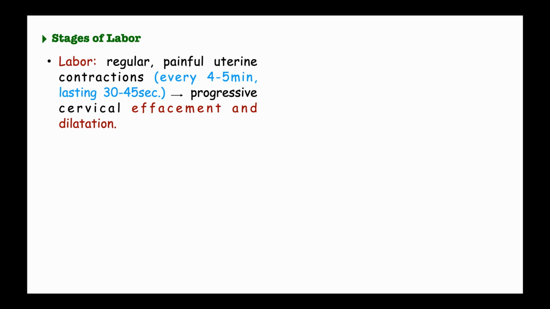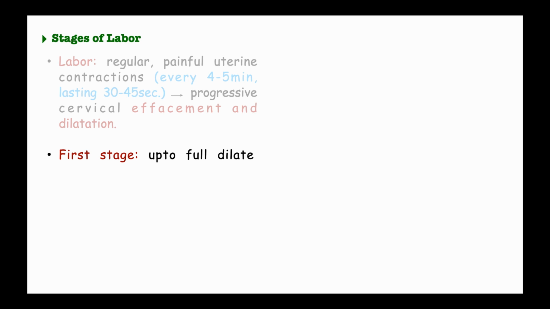Now, let's quickly go over the stages of labor. As we said, labor is regular painful uterine contractions which last for 30 to 45 seconds and must occur every 4 to 5 minutes and must be accompanied by cervical effacement and dilatation. Now we have various stages of labor. The first stage of labor is the dilatation of the cervix from 0 to 10 centimeters.